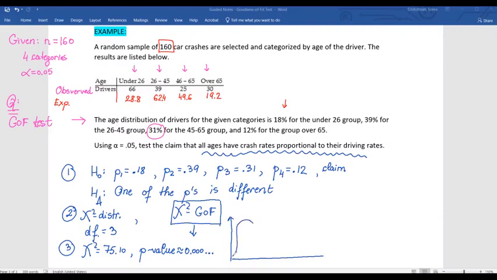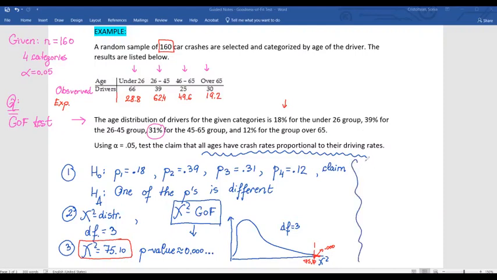This is the chi-square distribution. Degrees of freedom for this one is 3. And this chi-square that we found right here, it's a very large number, 75. So that explains why the area associated with this in the right tail will be very small. So this is 75.10. And the area, this is the p-value, is very, very small. So we can just reduce it to 0. Now we are ready to conclude the test.